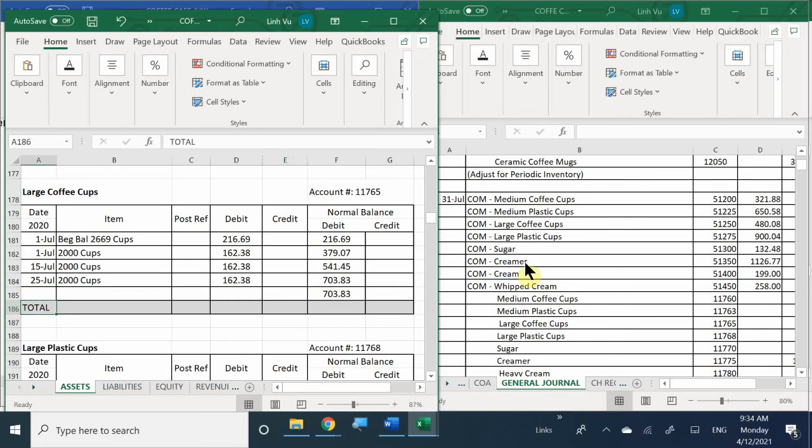What about my large coffee cups? How many did I use? 59.13, which cost me 480. So I should have a remaining balance of $223.75.